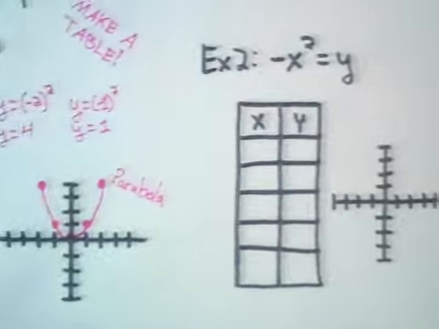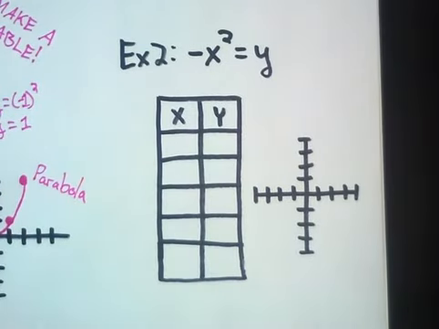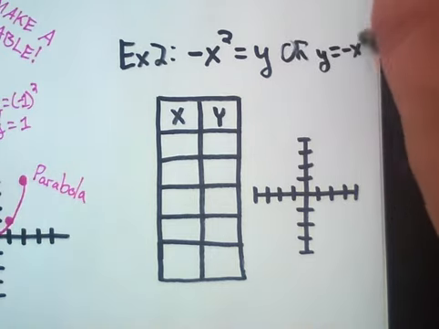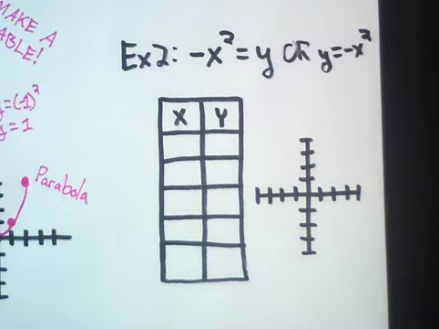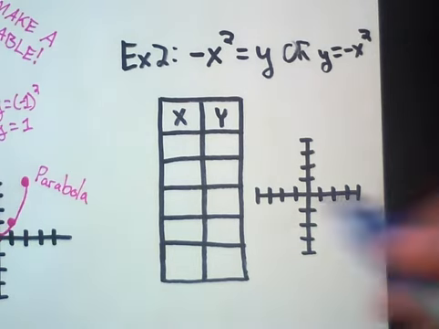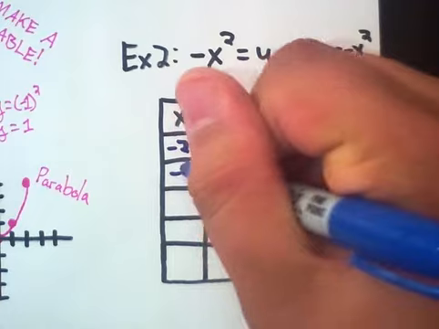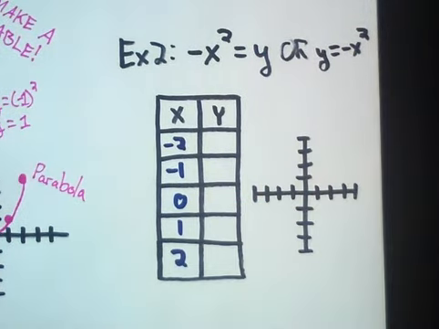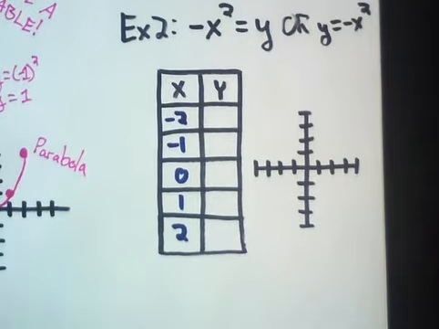So the next example is very similar, except there's a negative in front, and I switched around the -x squared and y. That doesn't make a difference. If it really concerned me, I could go ahead and write this as y equals -x squared. Everything's fine. So again, I'm going to use the same numbers as before and see if it gives me a good graph. So -2, -1, 0, 1, and 2. And again, I'm just going to plug them in one at a time and see what values I get.